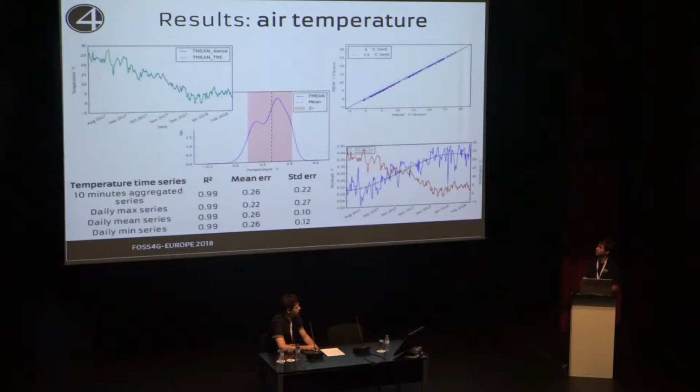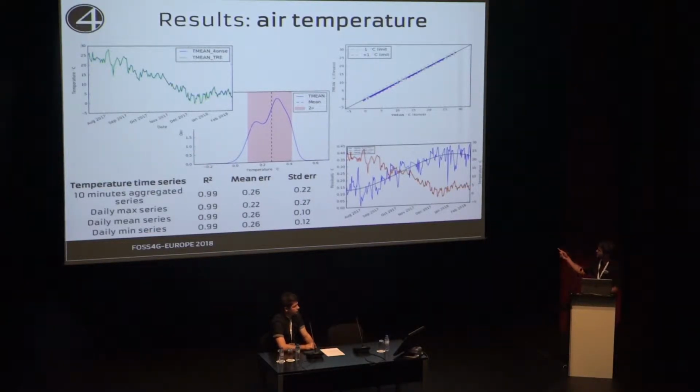And this is the first result, about the air temperature. Here there are only the daily mean values of the temperature. In the top left there is the graph of the 2 time series, and you can see by visual comparison that they overlap very well. And also the Pearson coefficient is very high, so it's really good. The mean error is below 0.3 degrees, and you can see this also through the scatter plot and the probability density function.